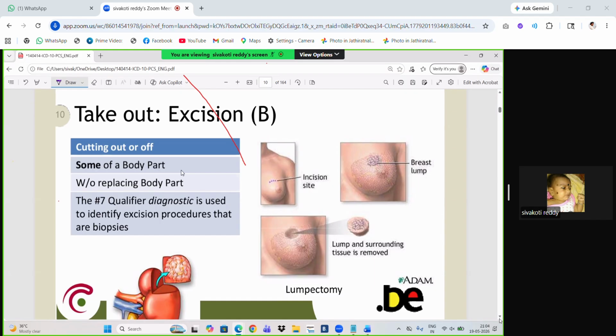In excision, note down that the qualifier diagnostic is used to identify biopsy procedures. If they did any biopsy procedure, we need to take the qualifier diagnostic. The qualifier value is X. Diagnostic value is X. If they did a biopsy procedure, the qualifier will be X.